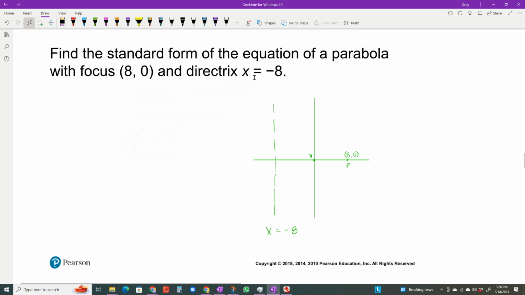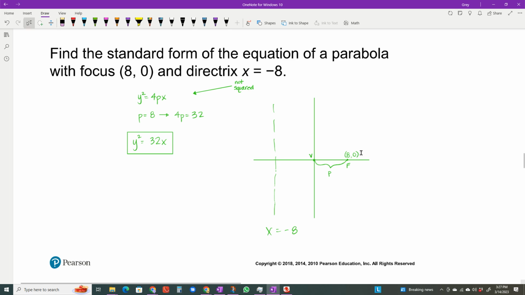And remember, the directrix is not squared. So that means I know that my general equation is going to be y squared equals 4px. So now what do I need to finish that? I have to find out what p is. Well, p is the distance from the vertex to the focus. So p equals 8. If p equals 8, then 4 times p is going to equal 32. And that is what I'm going to put into my equation. y squared equals 32x. And that's all you got.